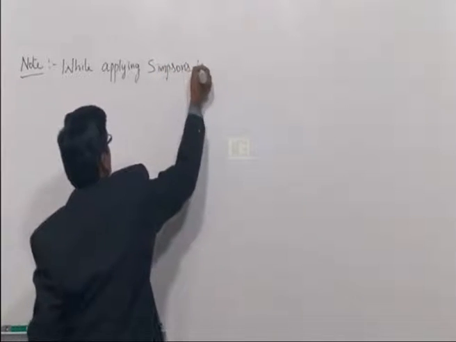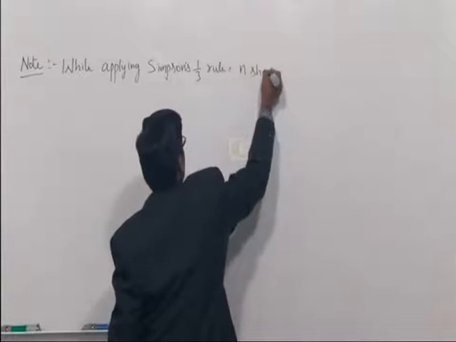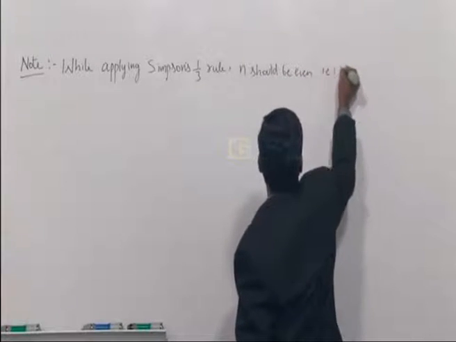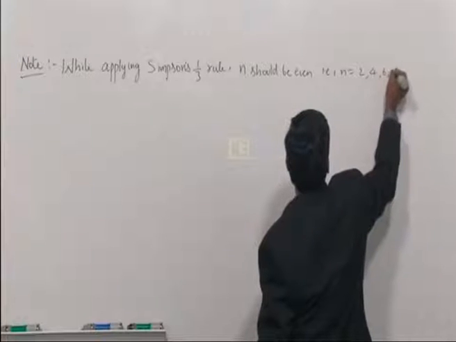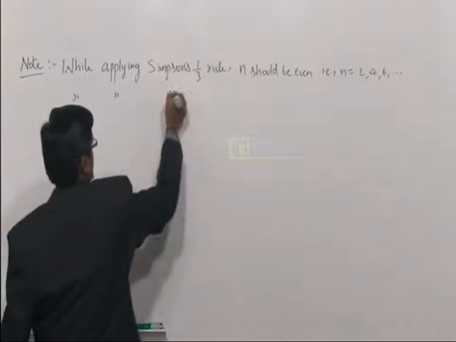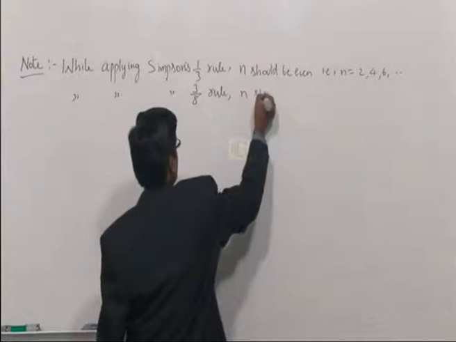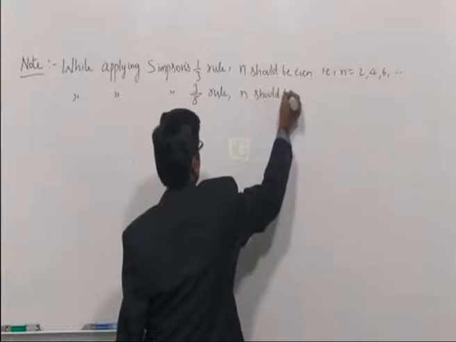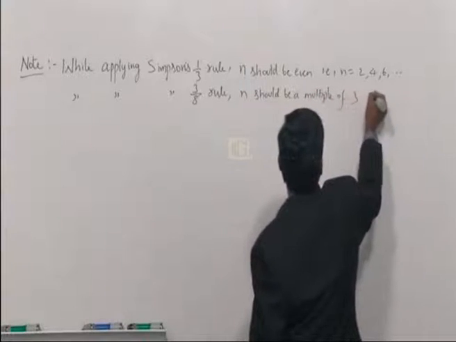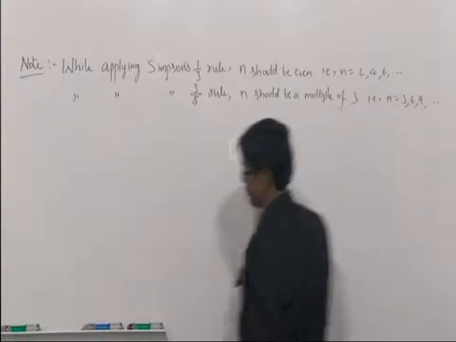Simpson's 1/3 rule: n should be even. That is, the number of intervals is an even number, taking n equal to 2, 4, 6, etc. While applying Simpson's 3/8 rule, n should be a multiple of 3. That is, n values 3, 6, 9, etc.